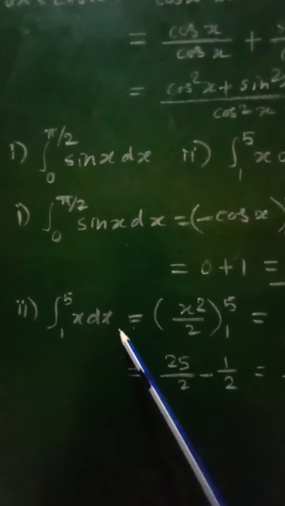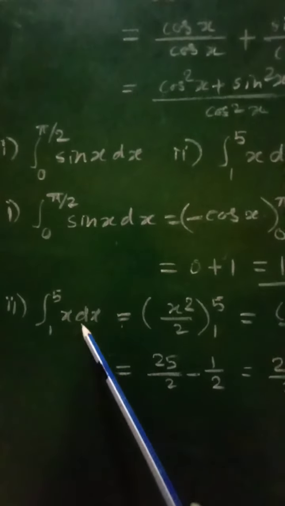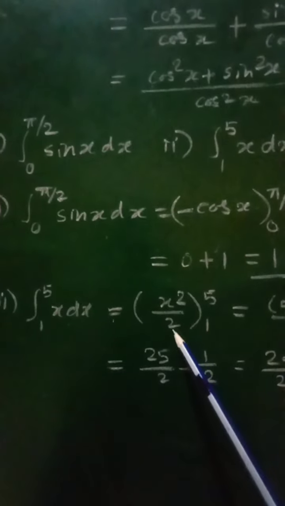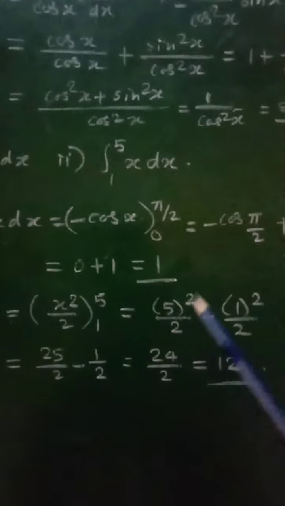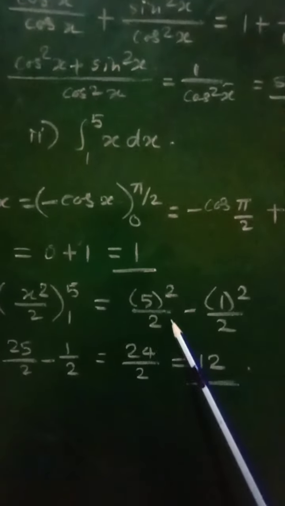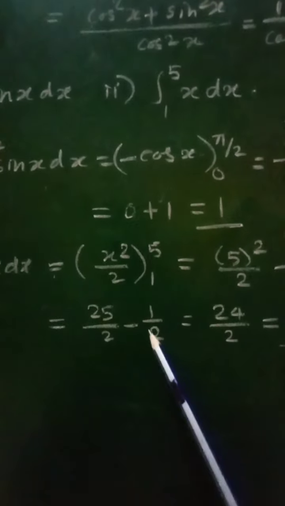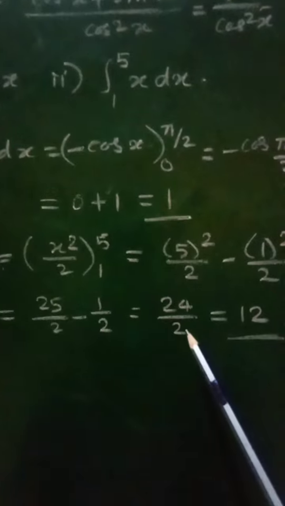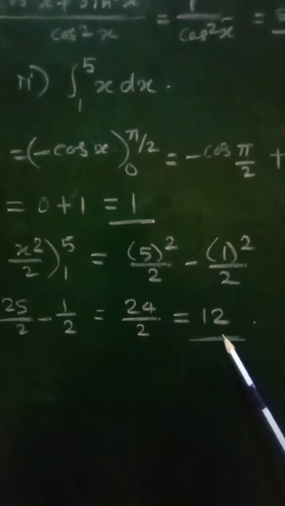And now the second is the integration from 1 to 5 of x dx, which will be equal to x square by 2 from 1 to 5. Again simplifying, we can write 5 square by 2 minus 1 square by 2, which comes out to be 25 by 2 minus 1 by 2, which is equal to 24 by 2, which is equal to 12. This will be the required value.